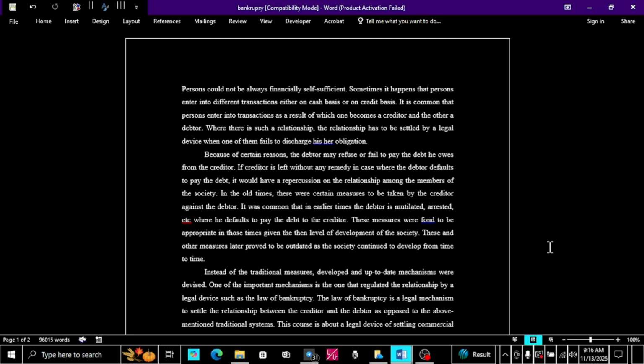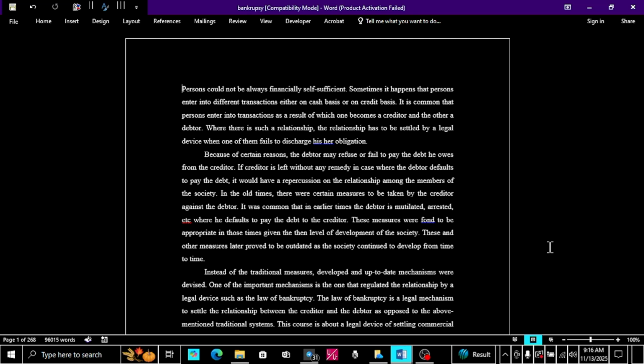Persons could not be always financially self-sufficient. Sometimes it happens that persons enter into different transactions either on cash basis or on credit basis. It is common that persons enter into transactions as a result of which one becomes a creditor and the other a debtor. Where there is such a relationship, the relationship has to be settled by a legal device when one of them fails to discharge his/her obligation.